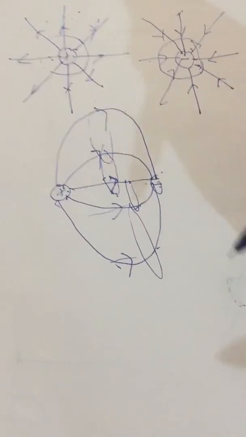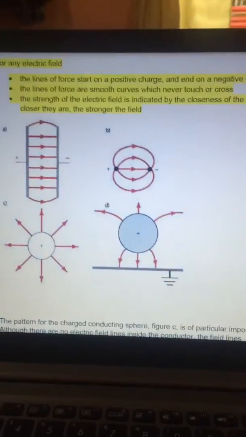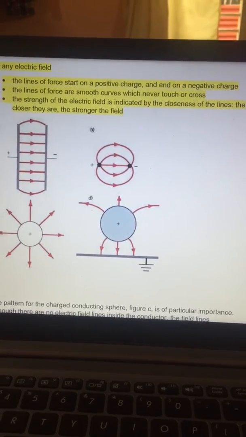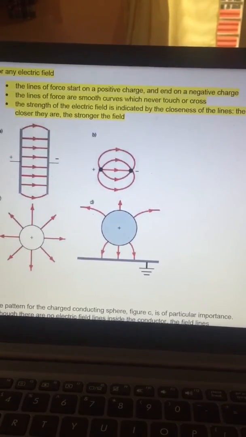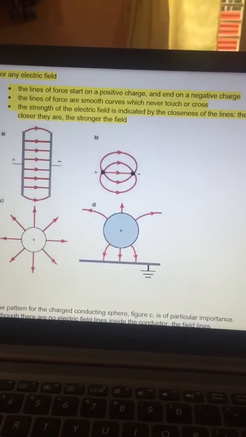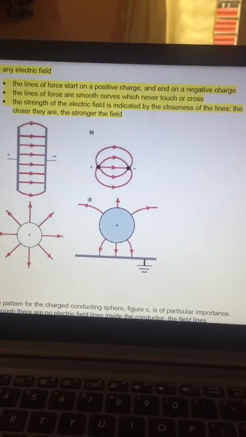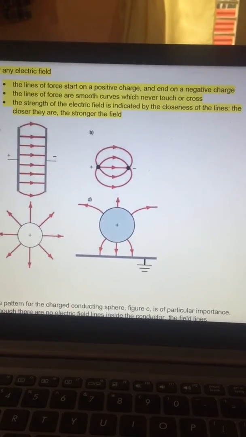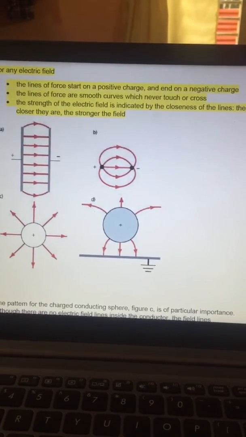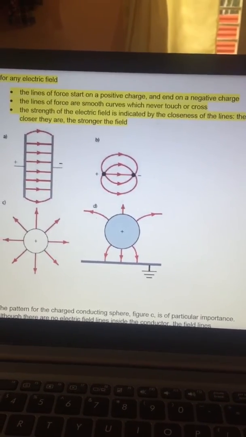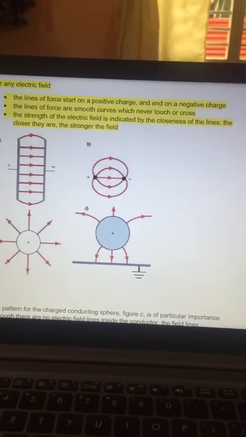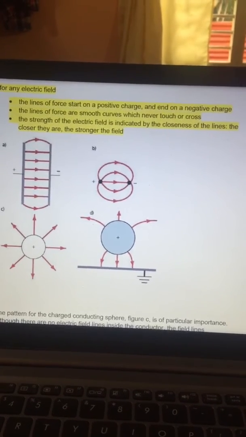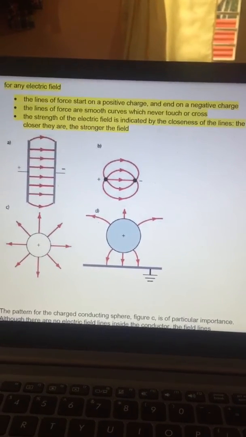Okay, so the first property of an electric field line is the lines of force start on a positive charge and end on a negative charge, because we draw it considering a positive charge. So a positive charge is going to repel and a negative charge is going to attract. Forget about the second property for the moment, then look at the third one. The strength of the electric field is indicated by the closeness of the lines. Okay, the closer they are, the stronger the field.